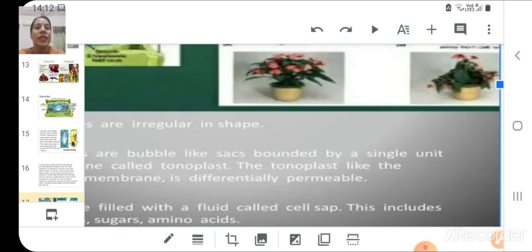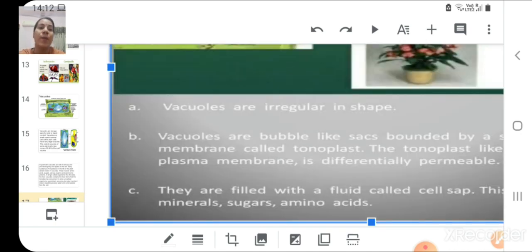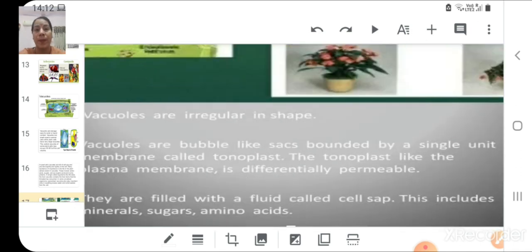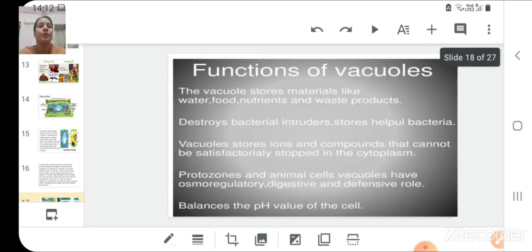The tonoplast, like the plasma membrane, is differentially permeable, meaning it allows some of the substances to go across it. They are filled with a fluid called cell sap, and this cell sap can include minerals, sugar, and amino acids.